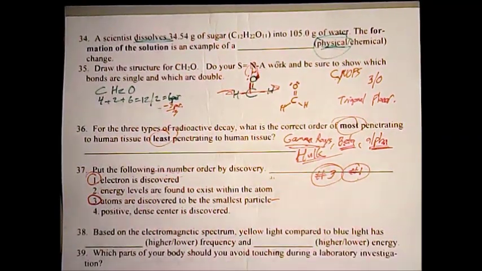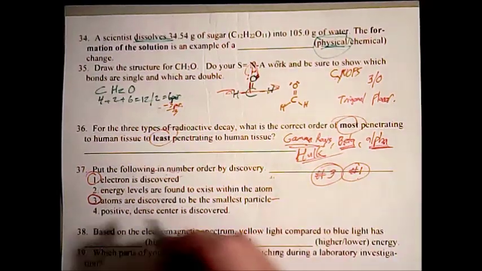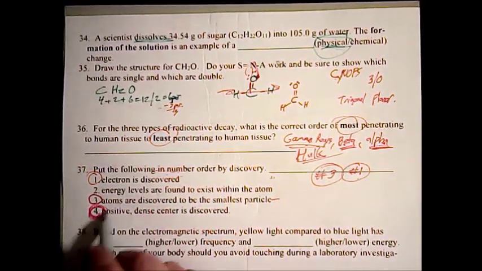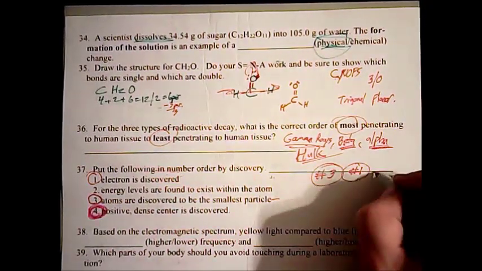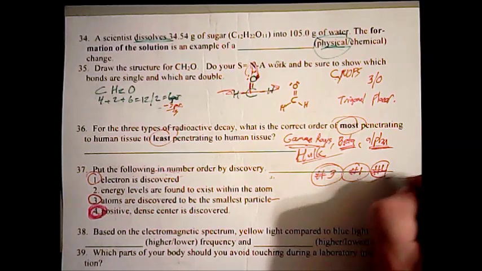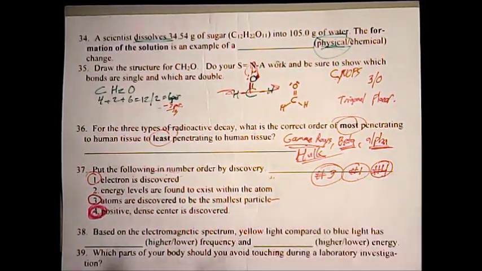So we discovered electrons next. The next thing that we discovered, and that was Rutherford with his gold foil experiment, he discovered that there was a positive dense center in the atoms. That was the nucleus, so that was number four.